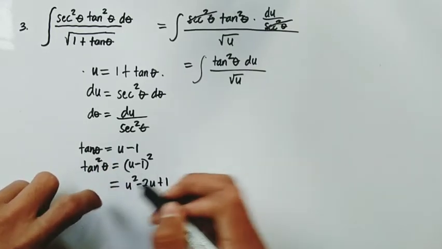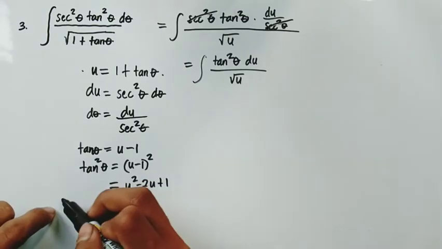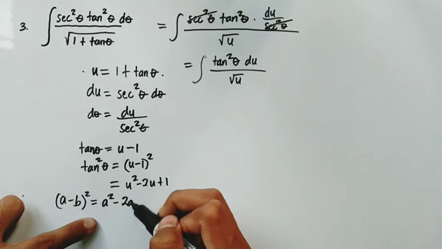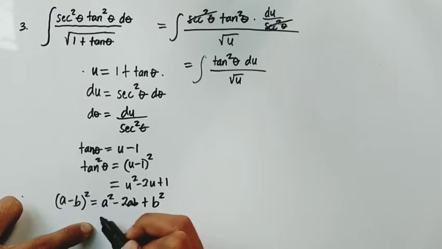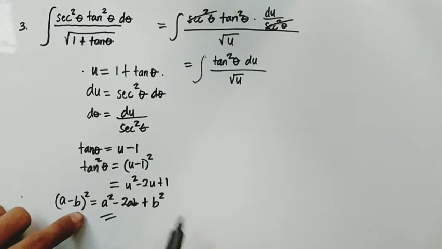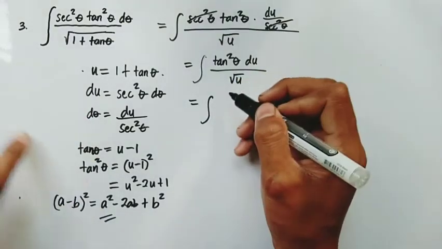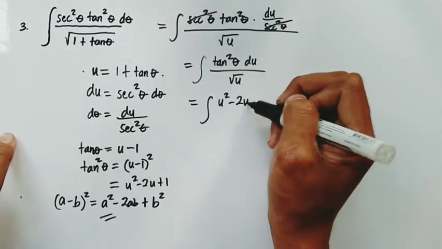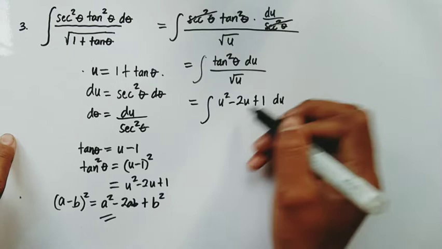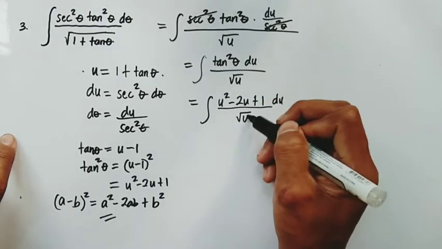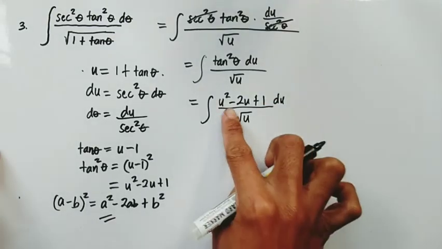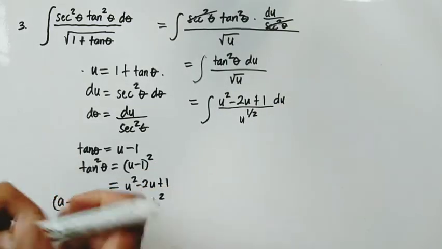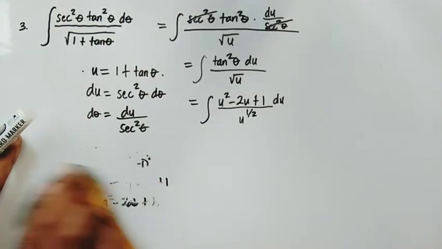Dapat marunong tayo mag-expand ng binomial using yung formula na a minus b squared, that is equal to a squared minus 2ab plus b squared. Kung hindi nyo pa to kabisado, kabisaduhin nyo muna to. Now, substitute. Diba ang tangent squared theta natin is eto, in terms of u, u squared minus 2u plus 1, tapos du all over the square root of u. And etong the square root of u, pwede natin siya isulat as u raised to 1/2 power. Kapag mayroon tayong square root, that is just equal to 1/2 power.